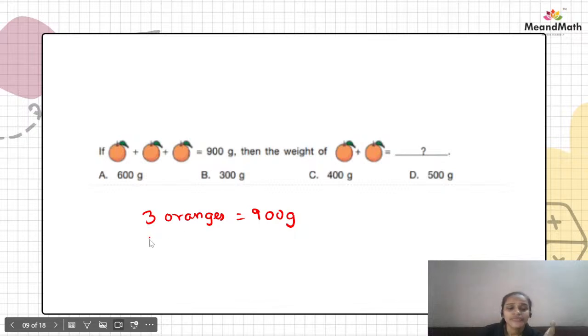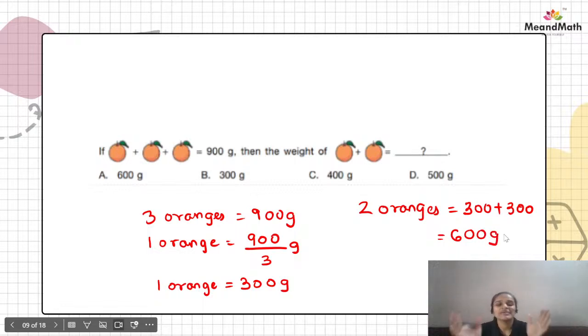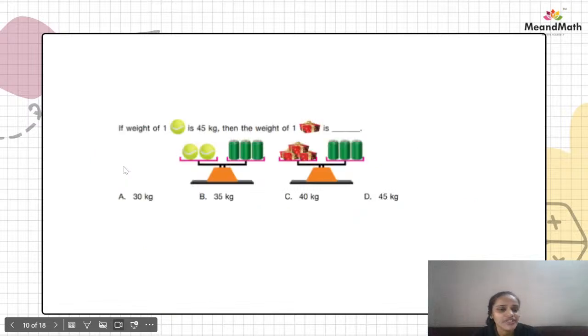But we can simply find the weight of one orange, which is 900 divided by 3, right? And it gives me 300 grams. So the weight of one orange is 300 grams. Now, what will be the weight of 2 oranges? So 2 oranges equal 300 plus 300 grams, and that gives me definitely 600 grams. Very good, Trijal. Once again, you've given the correct answer. Absolutely good job, Trijal. Amazing. Oh my God, I am awestruck. And Trijal has really done pretty well.